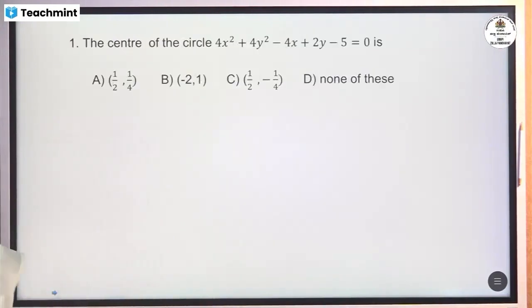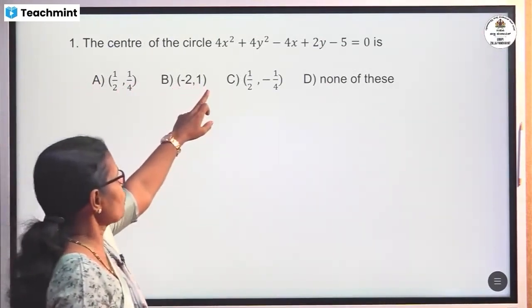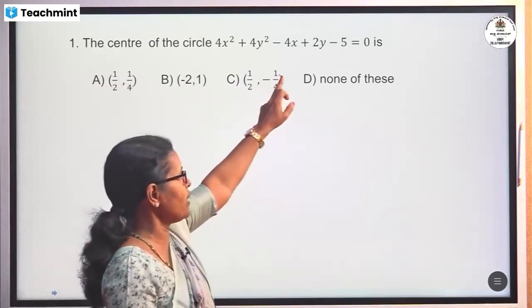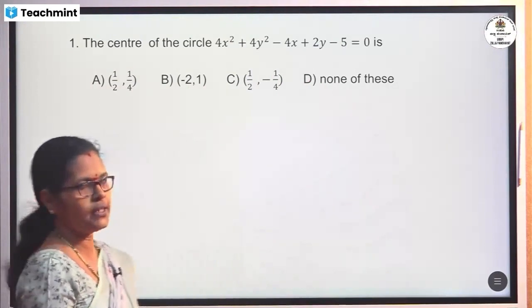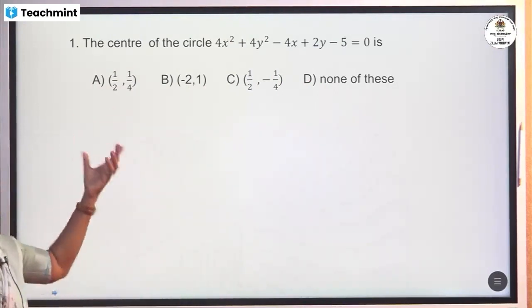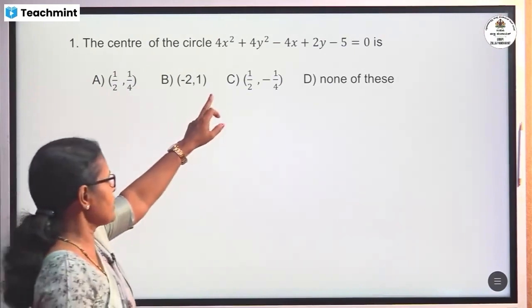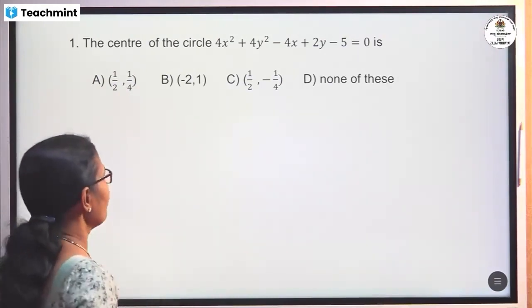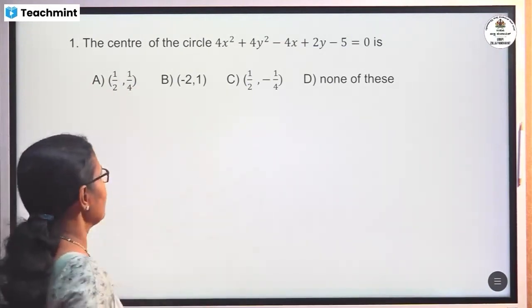Now, question number 1. The center of the circle 4x square plus 4y square minus 4x plus 2y minus 5 is equal to 0 is. Now we have to find the center of the circle. But the given equation is not in the general form. Therefore, first we have to divide the equation throughout by 4.